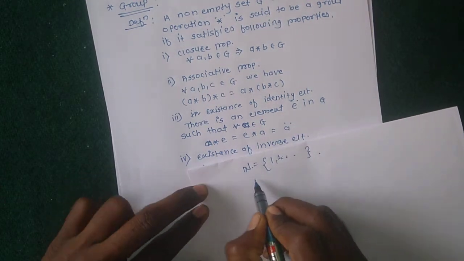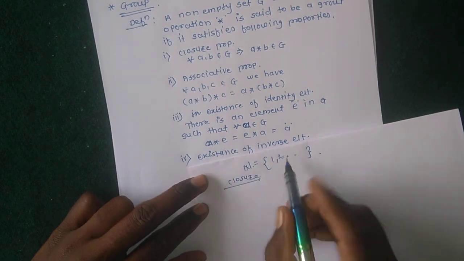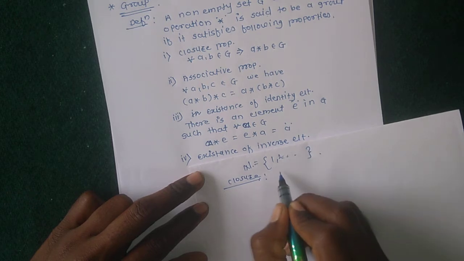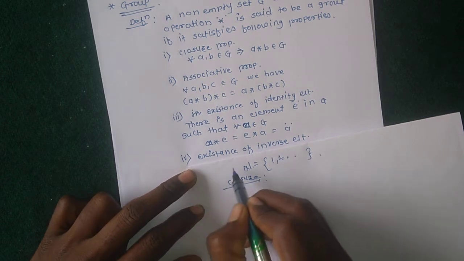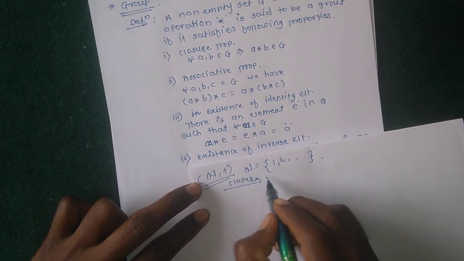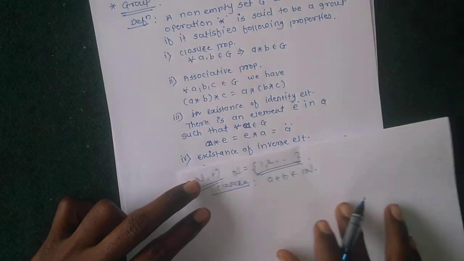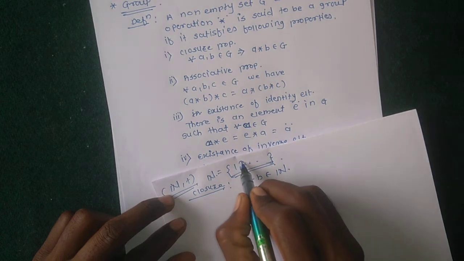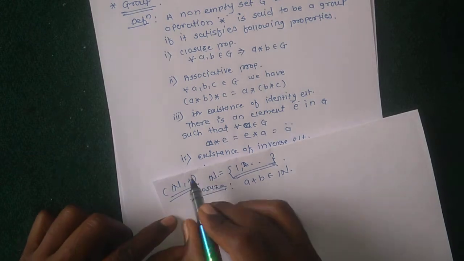For closure property, for any two natural numbers, their addition must be a natural number. If the binary operation star is plus, then a plus b also belongs to the set of natural numbers for all elements in that set. Here addition of two natural numbers is again a natural number.